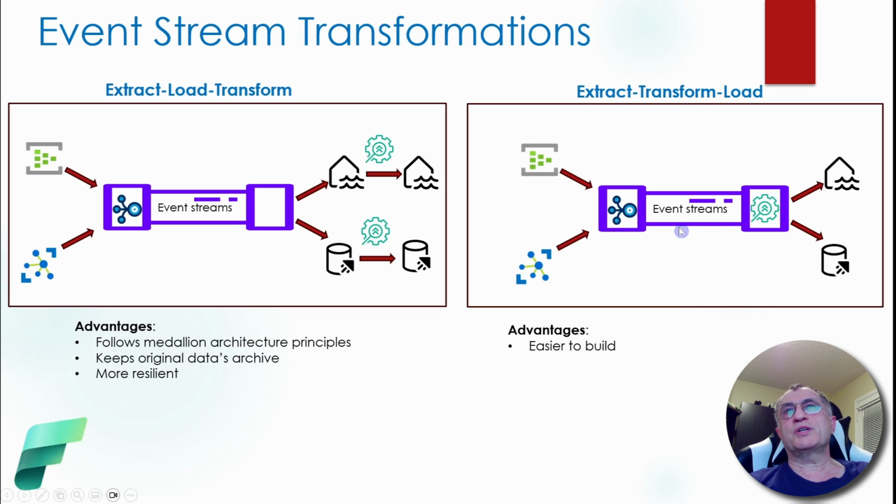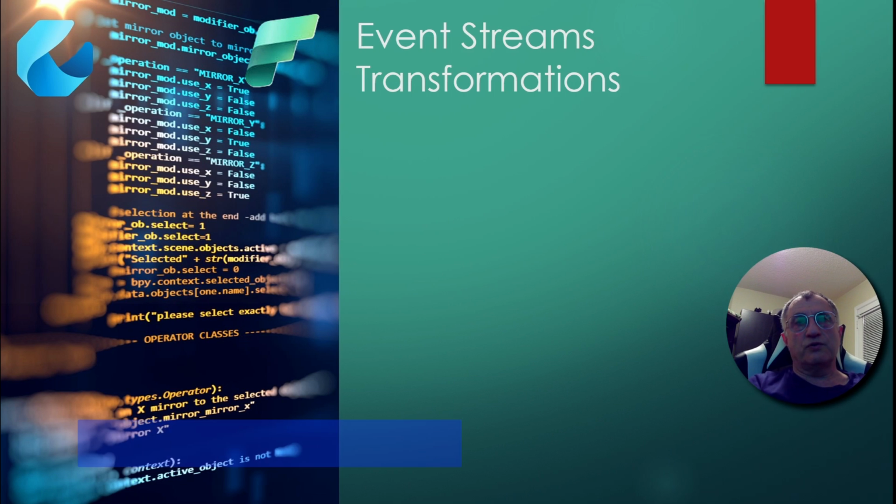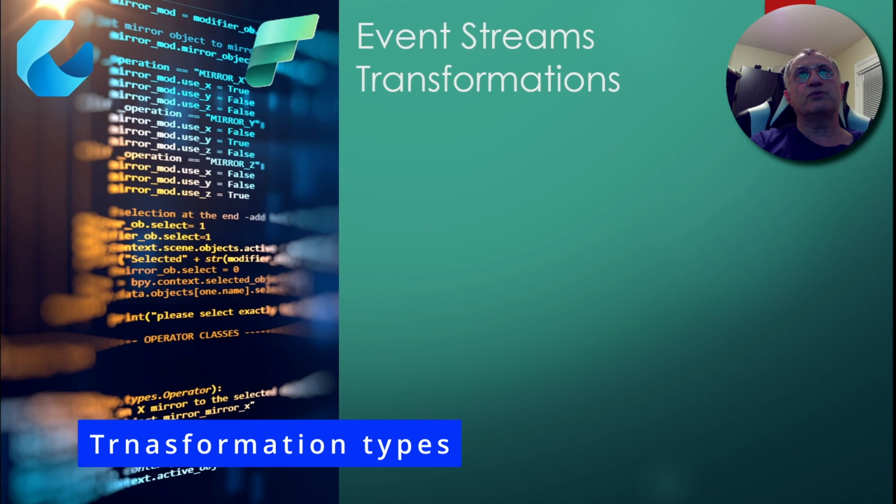The beauty of this option is that it allows you to build streaming pipelines quickly without doing any coding. Everything that is within event streams is really easy to understand and intuitive. So what kind of transformations can you do with event streams?